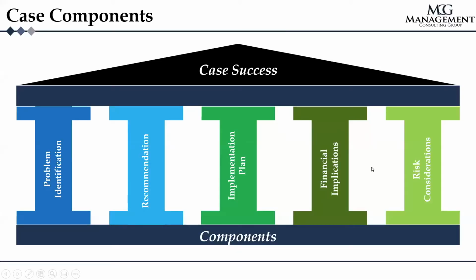To start off, we're just going to review the typical case components that you follow, the structure for your McDonald's case. First you start off with your problem identification and then your subsequent recommendations. Then you move on to your implementation plan. From there you talk about the financial implications of your recommendations and then finally the risks that are involved.